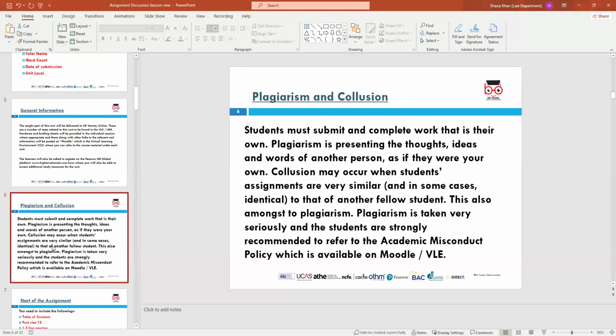Again, plagiarism and collusion. Students must submit and complete work that is their own. Again, it's so important when we look at plagiarism, not anyone else's work. Collusion may occur when students' assignments are similar.